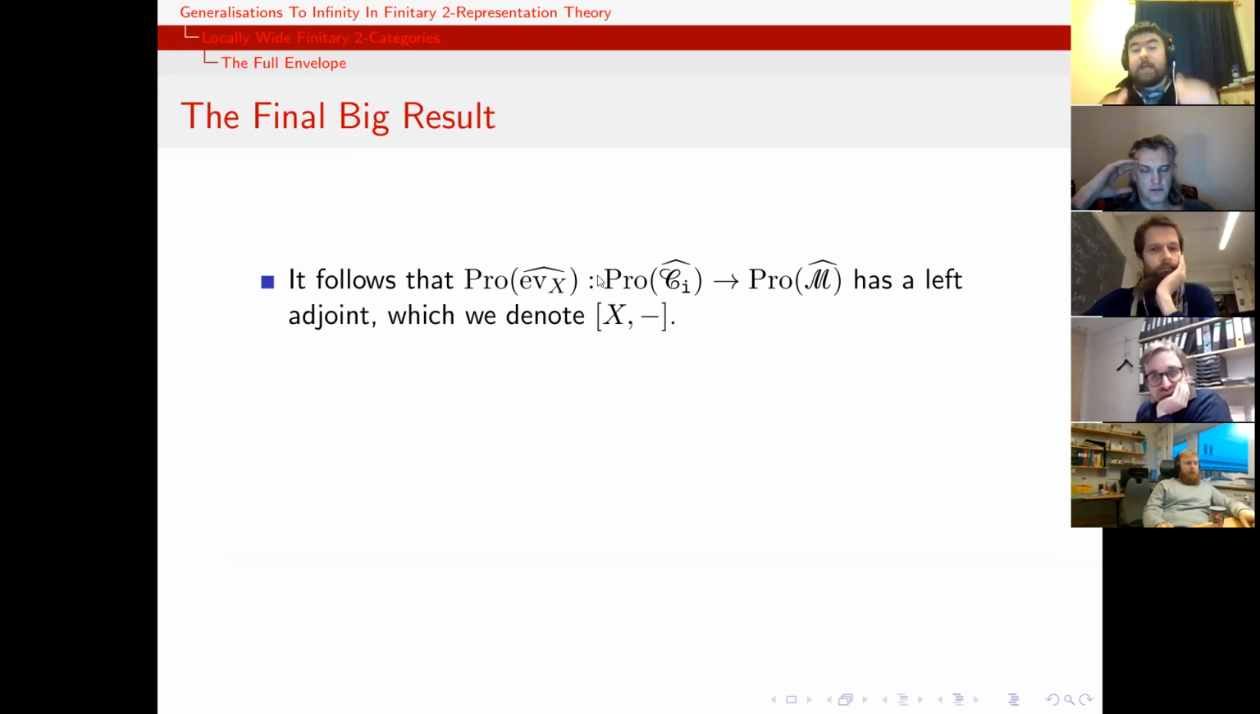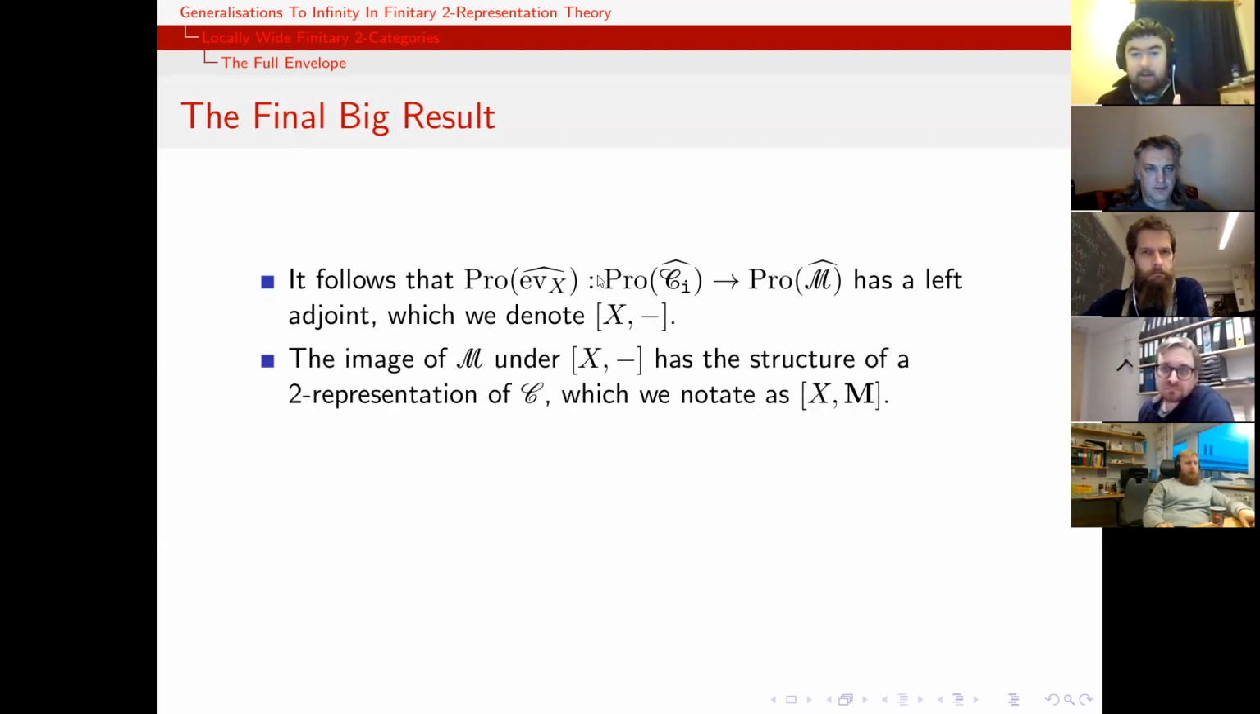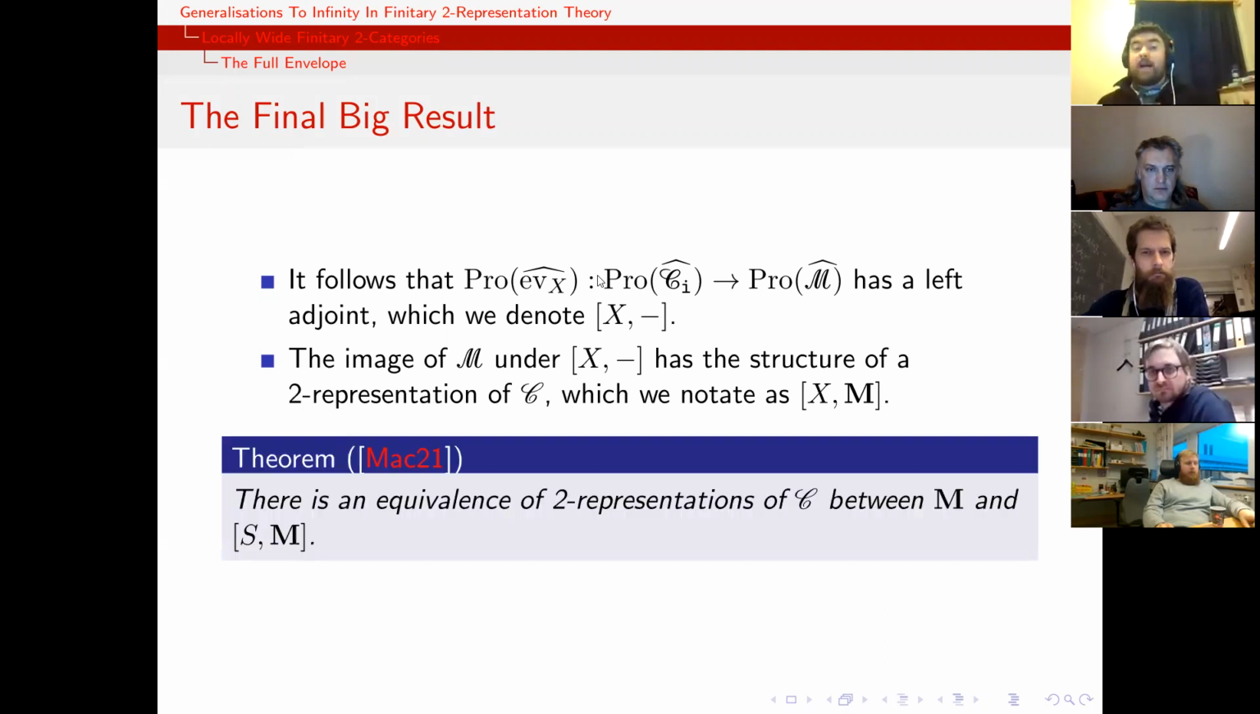So if we now take our abelianized evaluation functor in this wide finitary setup and take the pro functor of it, which now goes from the pro category of the abelianized category of C_i to the pro category of the abelianized category of M, we can guarantee that this functor has a left adjoint. We will give it the same notation, X comma blank. And the image of M under this has a structure of a 2 representation of C. And then, as it turns out, there is an equivalence of 2 representations of C between M, that should be X, and X comma M.